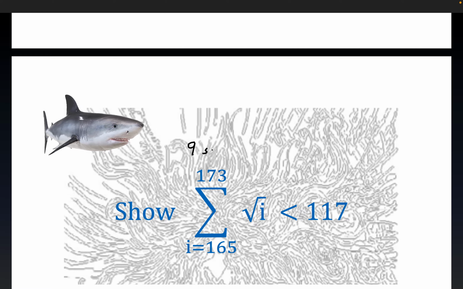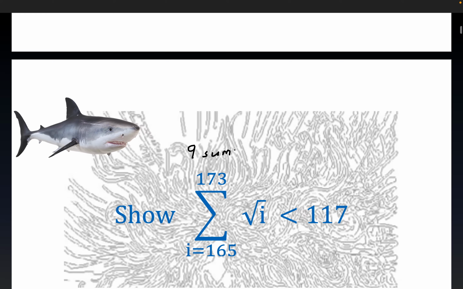I want to show you guys a sketch of why this nine-summand summation has 9 summands. It's 173 minus 165 plus 1. You have to add 1. It's sort of counterintuitive. But there are 9 summands here.